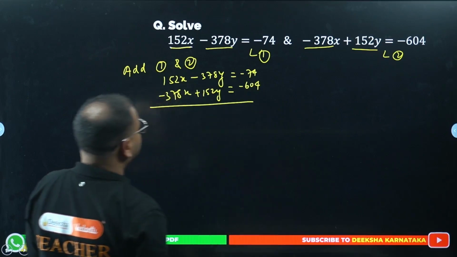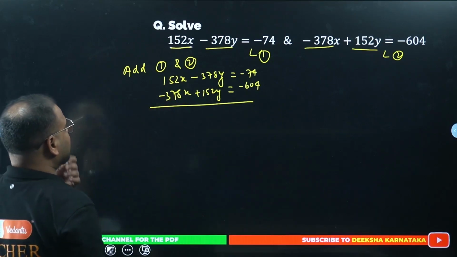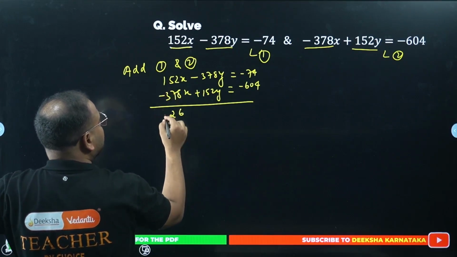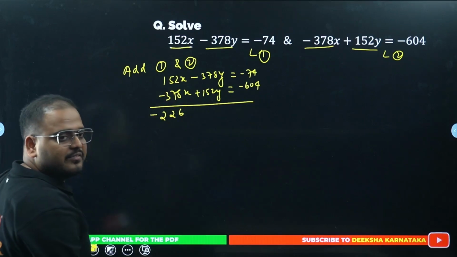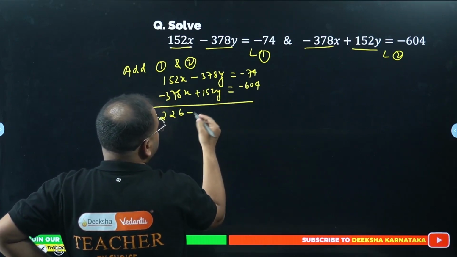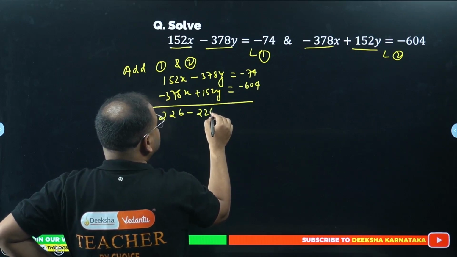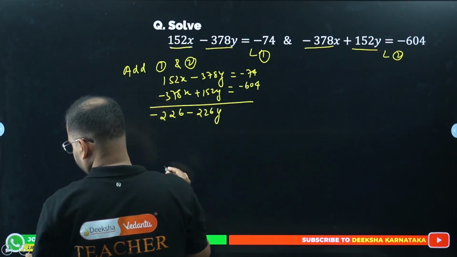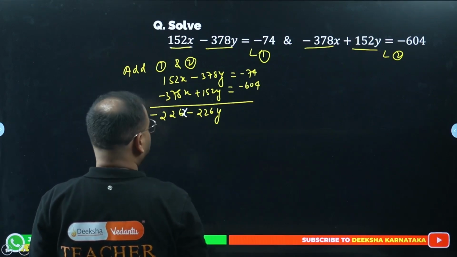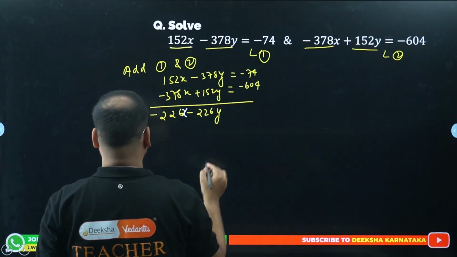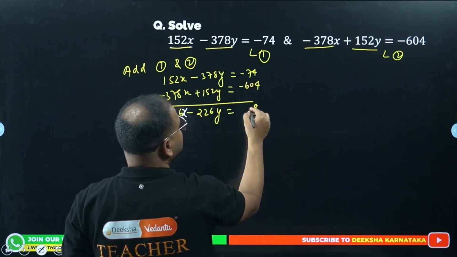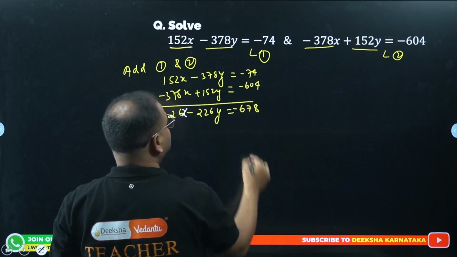Add it. What is this? Plus minus, you have to do subtraction. 8 minus 2 is 6, 7 minus 5 is 2, 3 minus 1 is 2, with a negative sign because the negative term is bigger. Next part, over here, same thing will happen, 8 minus 2, same term will come, 226y. I forgot x here, so x is there. Now continue. What is going to be? 4 plus 4, 8, because minus is plus, 7, 678 with a minus sign.